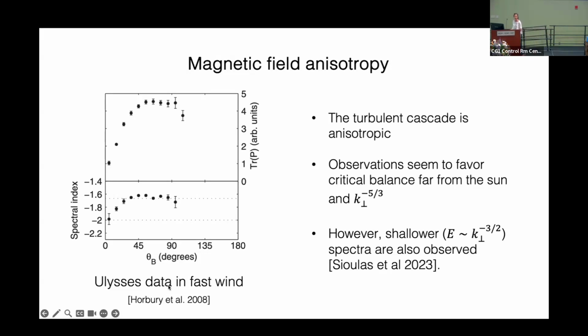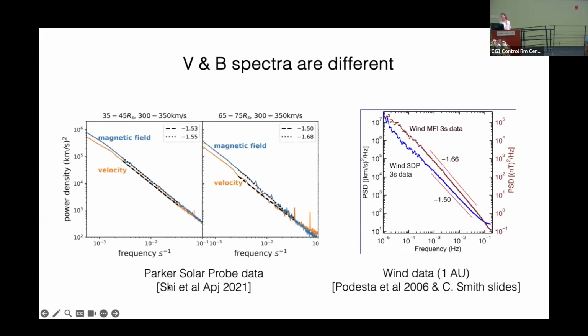If I have a few minutes, there are many other issues that are not explained by this theory, such as the fact that velocity and magnetic field display different spectra.